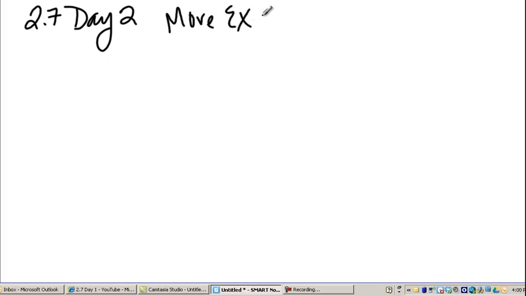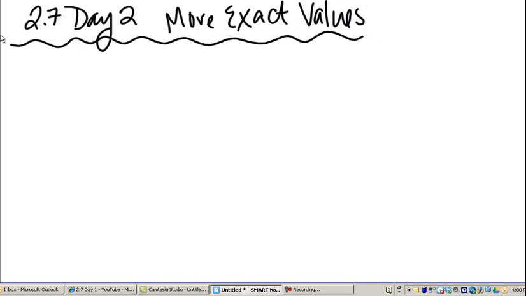All right, starting off, go ahead and label your notes 2.7 day 2, because that's what we did 2.7 day 1 yesterday. Okay, so this is more exact values. We're still doing a lot of what we did yesterday, except we're combining, doing multiple, finding the exact value. All right, let's start with number 1.